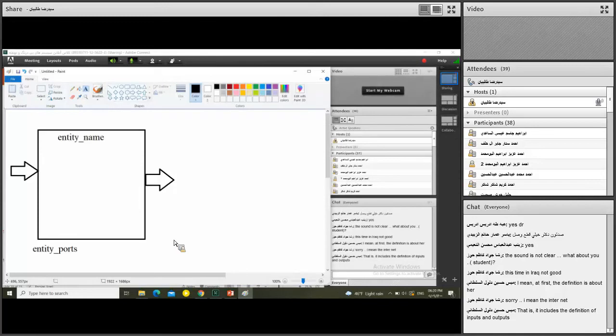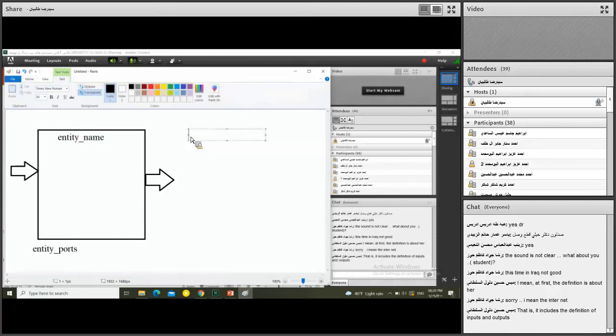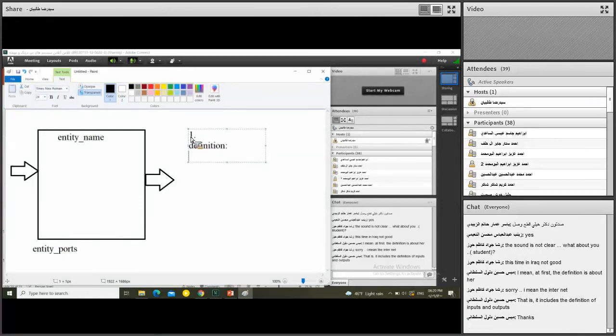Yes, really. Then we have a special step. Really, we can have two steps. The first step, we must define or describe the entity. In this definition, we speak about the entity name and entity ports.